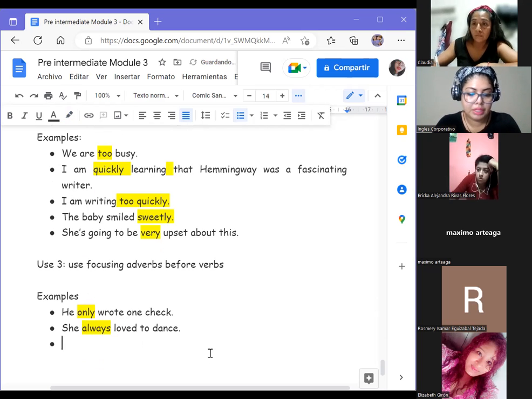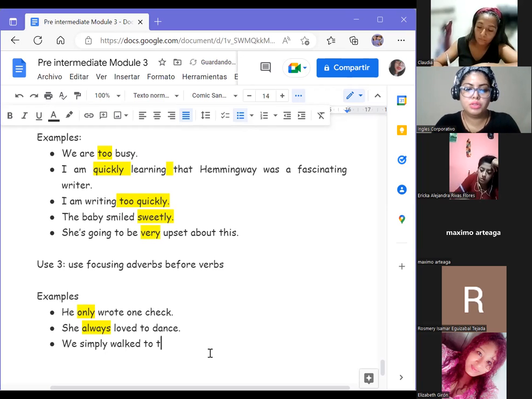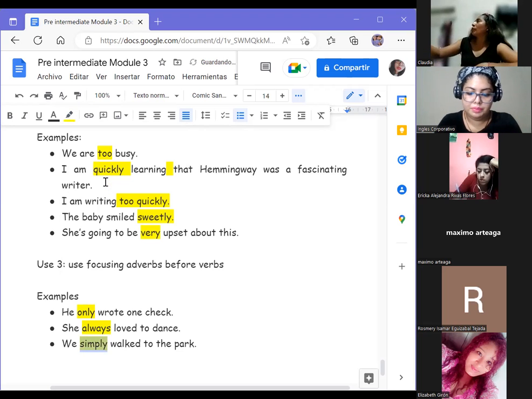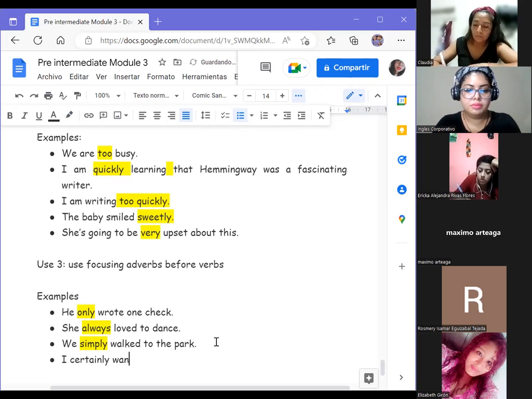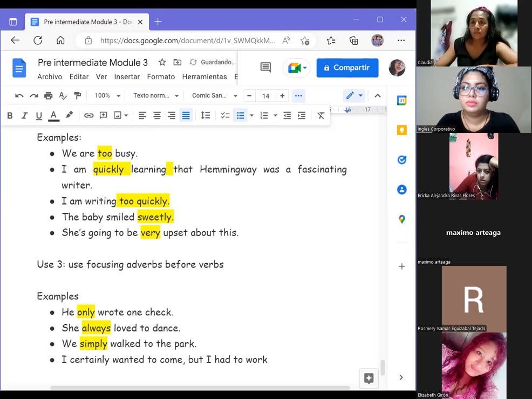Then we have, we simply walk to the park. Simply, in this case, is the adverb. And then the last one. I certainly wanted to come, but I had to work. Okay, in this case, this one is the adverb.